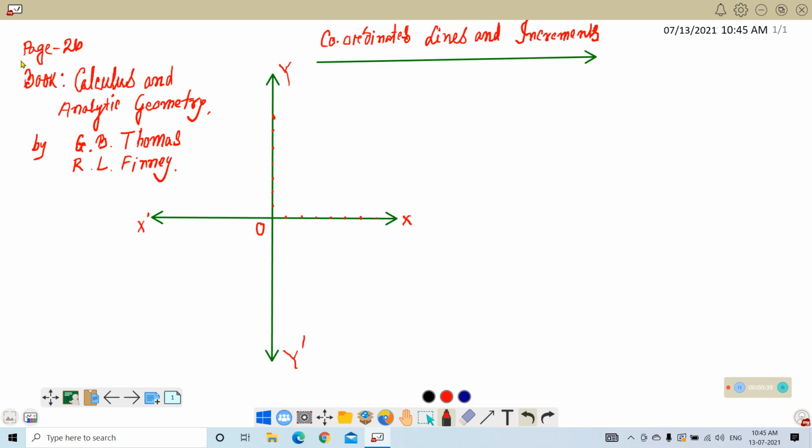You may consult page number 26 of the main book, and these mathematical preliminaries will be required for our main concept. So it is according to our figure drawn on this board. O is the point of intersection of two lines, x x prime and y y prime.